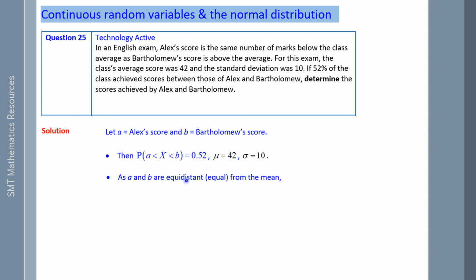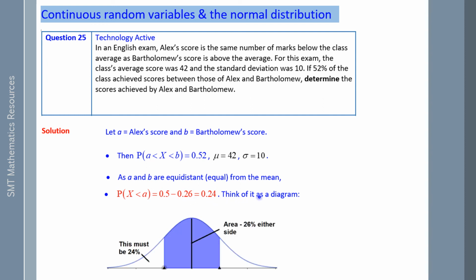As A and B are equidistant from the mean, the probability that X is less than A is 50% take your 0.26, which equals 0.24. Think of it as a diagram. Here's your mean. If 52% lies in the middle here, so this coloured in area is 52%. There's one kid, there's the other kid. This coloured in area is 52. Half of it is 26. So there's 26 here, there's 26 here. Now there's 26 here, this must be 0.24.